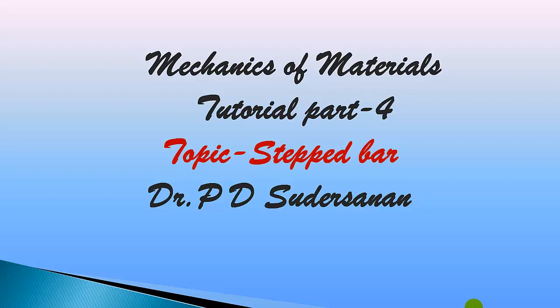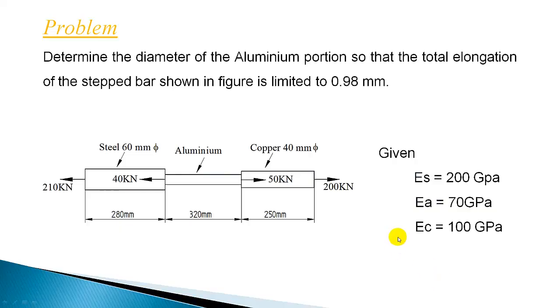Hi viewers, in today's class, let us solve another example on stepped bar. The question is to determine the diameter of the aluminum portion so that the total elongation of the stepped bar shown in figure is limited to 0.98 mm.